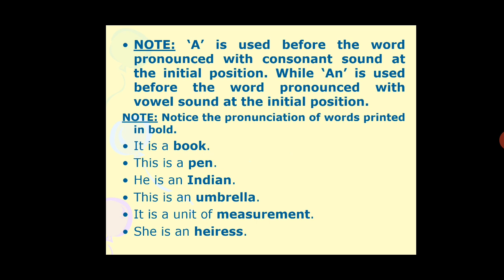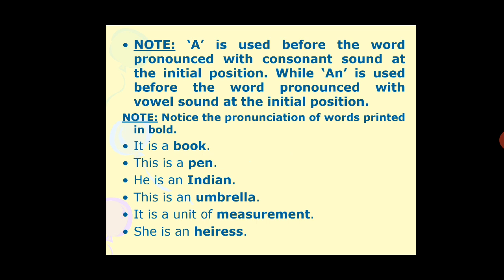In that case, you have to see the pronunciation of that word, that noun, before which you are going to put the article. So here, if the word is pronounced with a consonant sound at the initial position, initial means at the starting position, beginning position. Like you can see in the example here, it is a book. So here book, b sound, that is consonant, and that's why we have added a. Similarly, this is a pen, again p sound is consonant, and that's why it is having the indefinite article a.